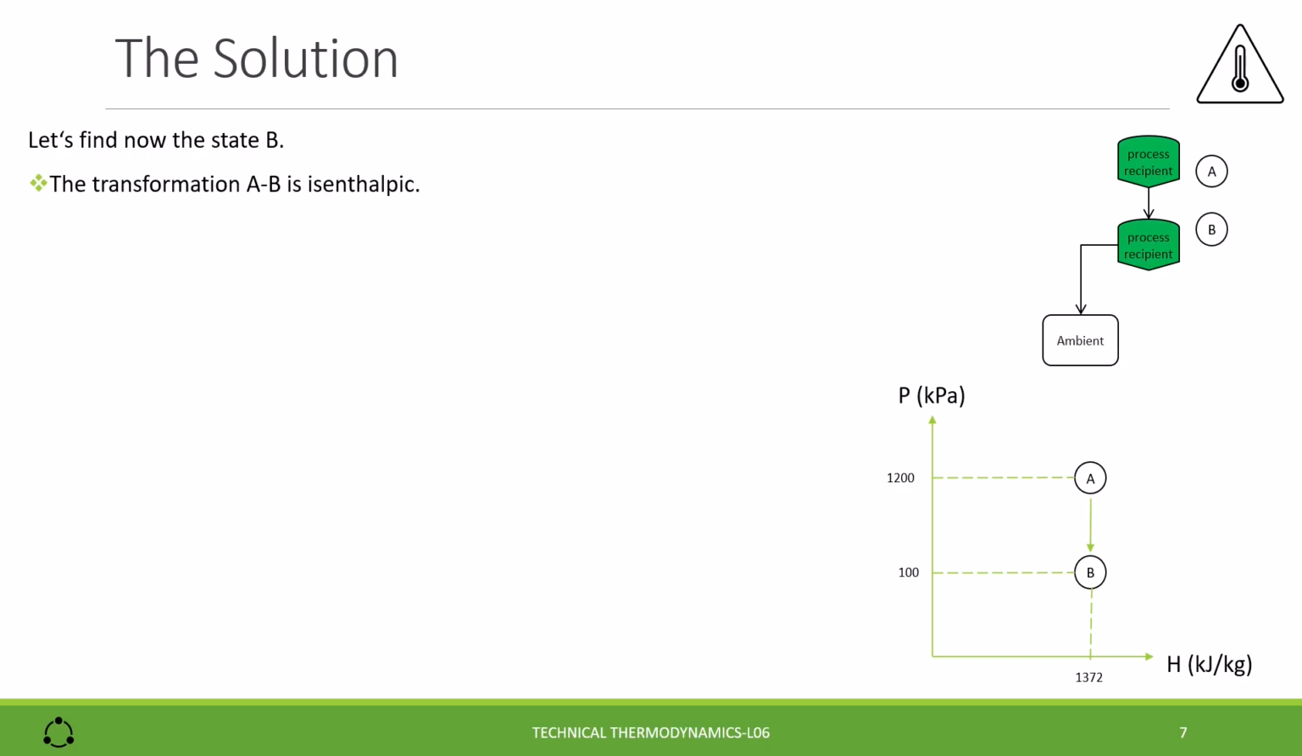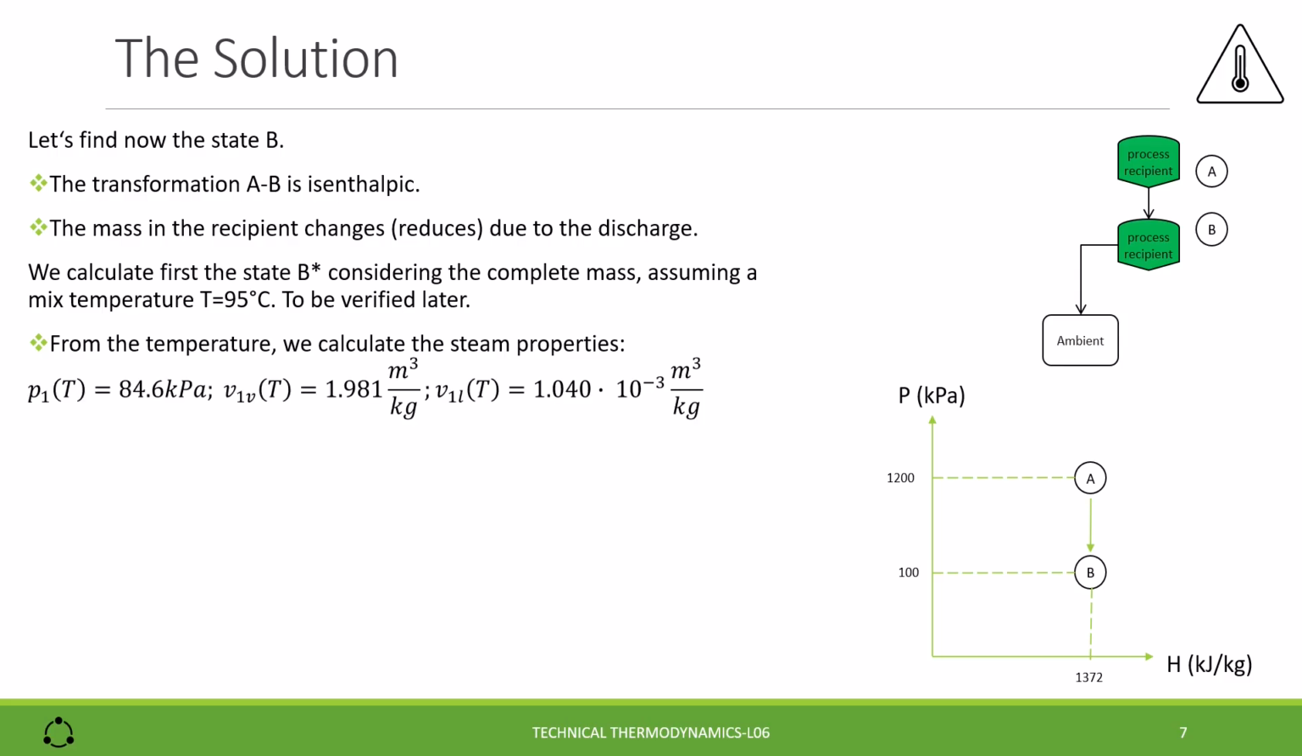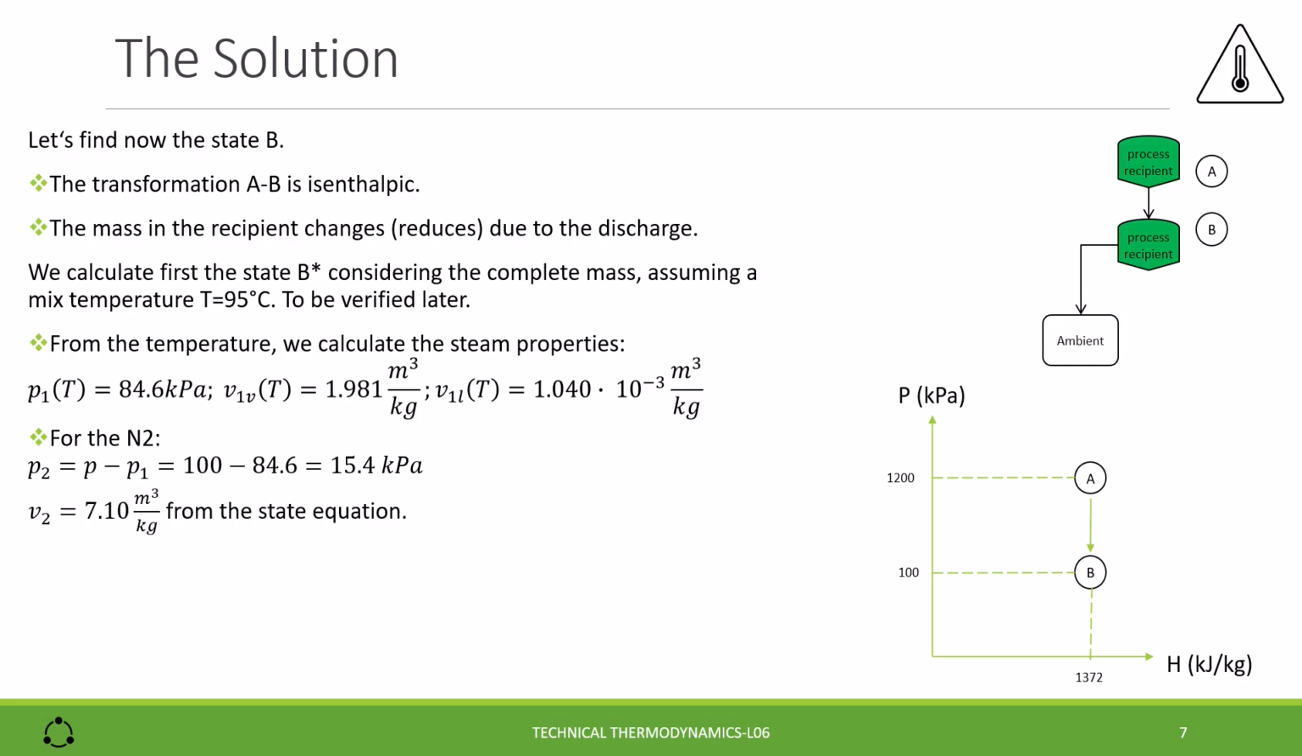The transformation AB is isenthalpic. The mass in the recipient changes because of the discharge. We calculate first the state B star, considering the complete mass and assuming a temperature of the mixture of 95 degrees, to be verified later. From the temperature we calculate the steam properties: the pressure, the specific volume of the vapor, the specific volume of the liquid. And for the nitrogen, the pressure is the difference between the total pressure and the pressure of the steam, and the specific volume we calculate from the state equation.